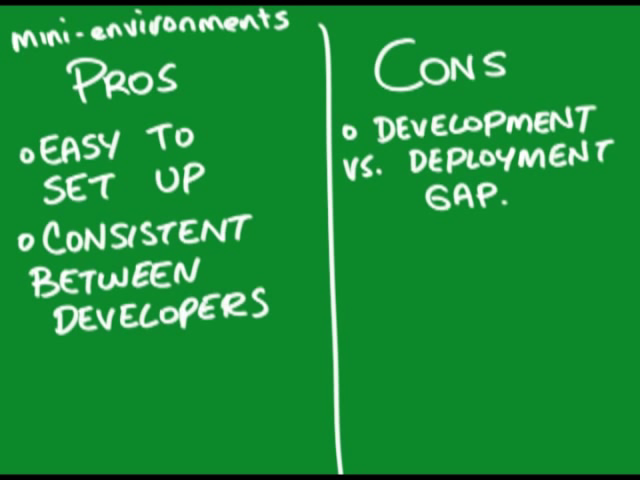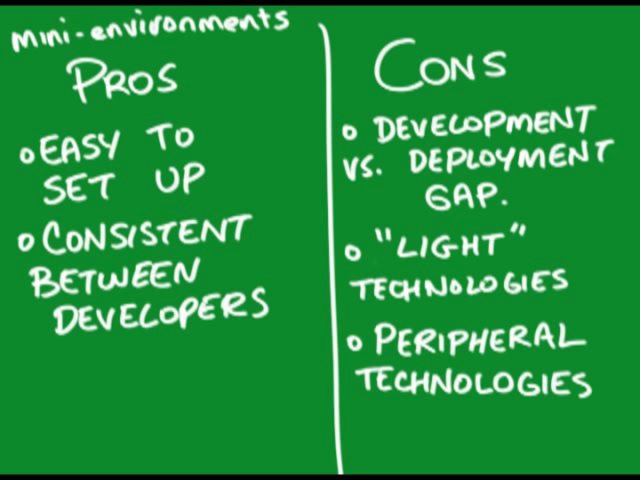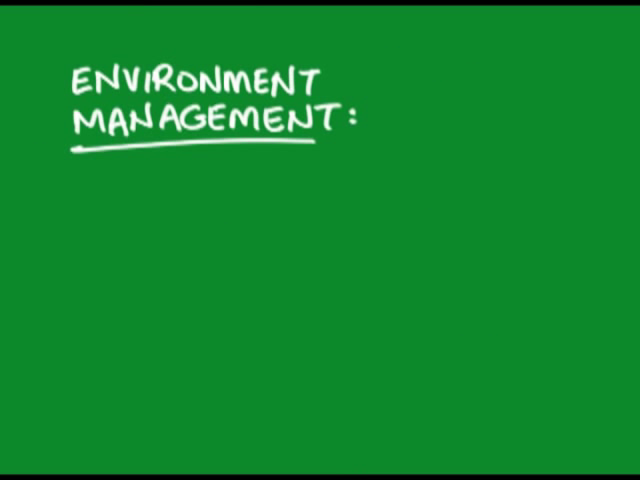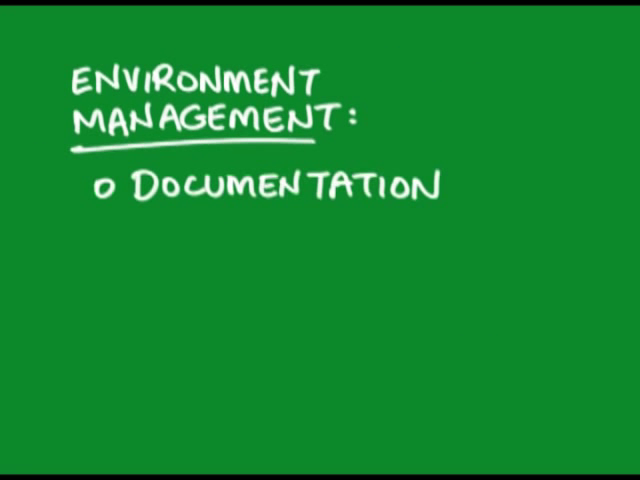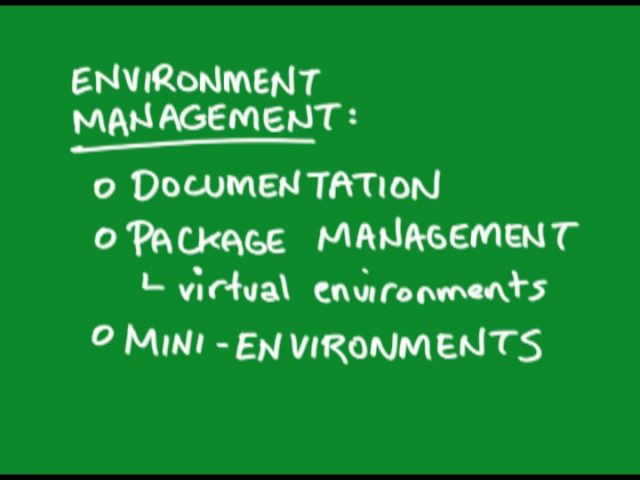Mini environments often lean on light technologies that don't act like production technologies, like in-memory or on-file databases. And peripheral technologies, cachers, proxies, message servers, that sort of thing, often don't get consideration at all, forcing developers to manage an external environment anyways. Now, a combination of manual documentation, package management, and a developer mini environment will likely get you most of the way to operable and repeatable software environments. Lots of projects are done with some combination of these things. But there's more, so let's talk about virtual machines.